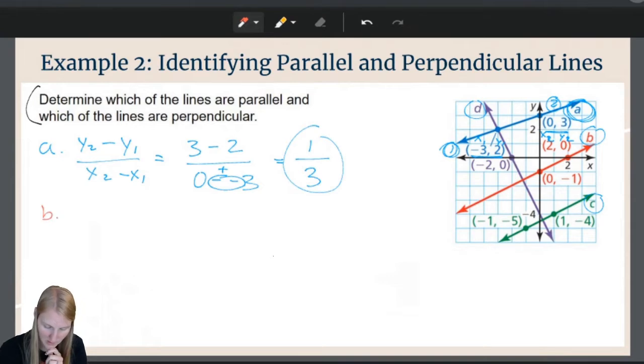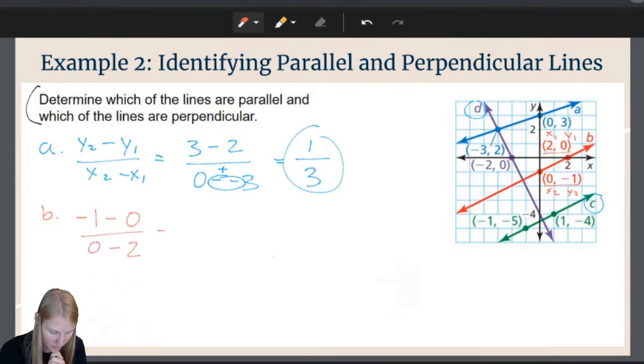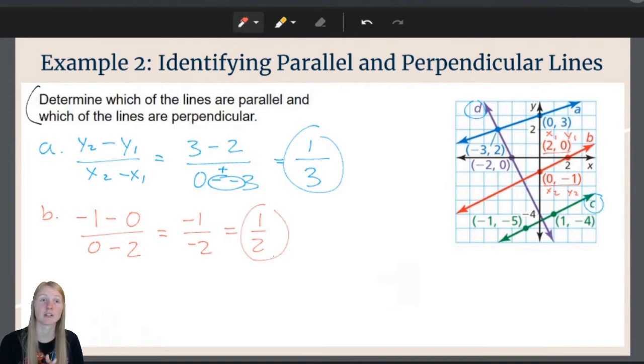Line B. And let's get rid of all of our annotations here so we can see. Line B, I have these 2 points. So let's make this x1, y1, x2, y2. So we'll have negative 1 minus y1 is 0. x2 is 0 minus x1 is 2. So this gives us negative 1 over negative 2, which is positive 1/2.